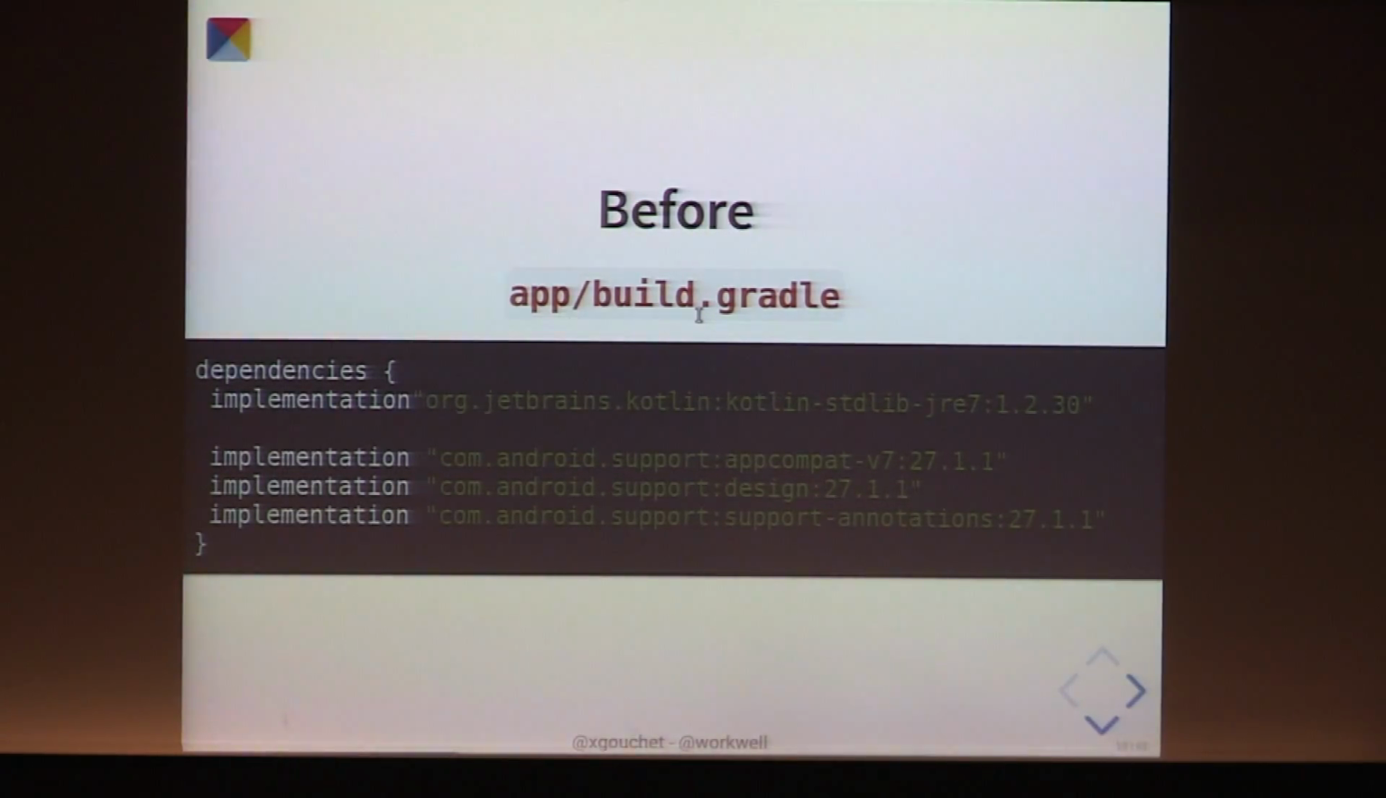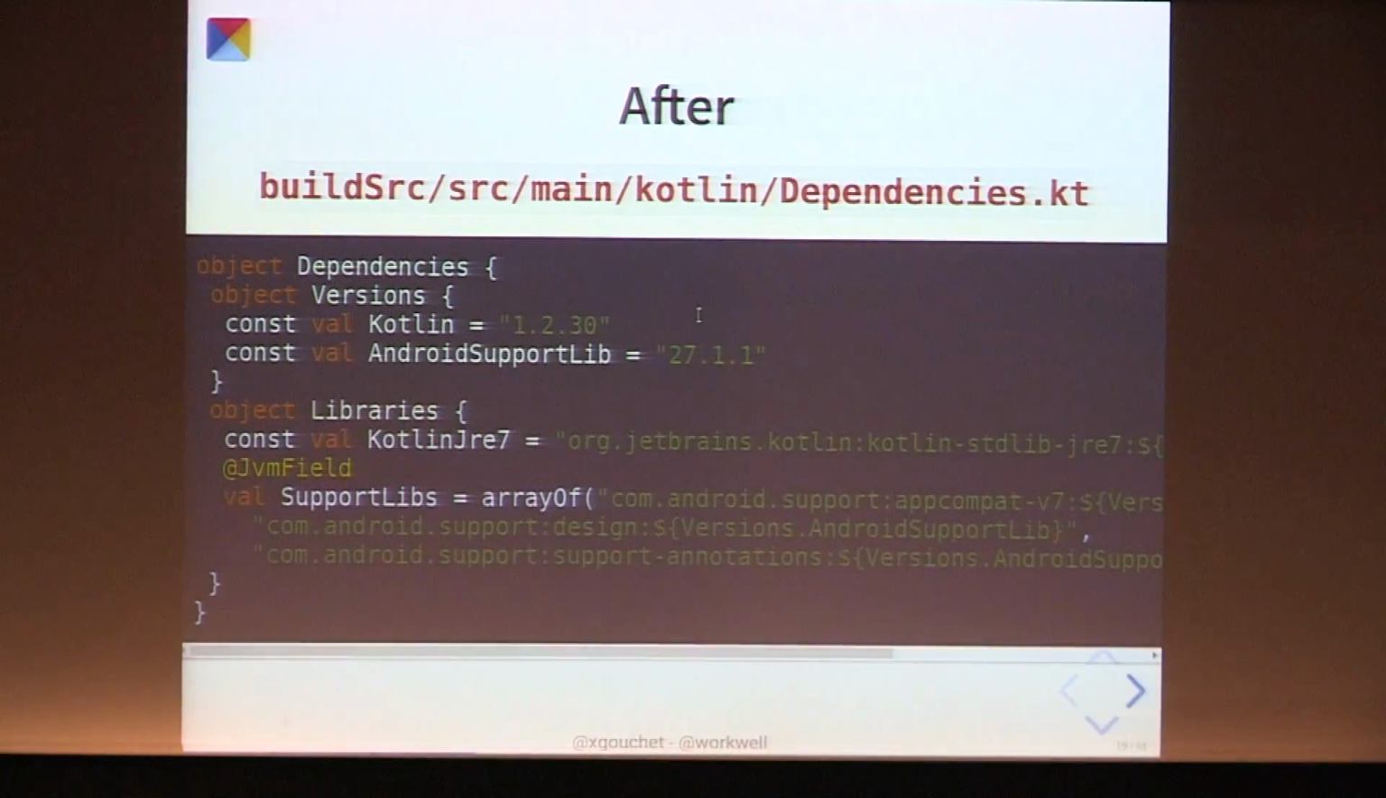So we have a Kotlin dependency. I have a bunch of Android support libs. And after, inside our buildSrc folder, so in buildSrc/src/main/kotlin, and maybe a package name, but it was too long for my slides, you can create something like that. So I have an object, which is going to be a singleton, called Dependencies, in which I have a Versions object and a Libraries object.